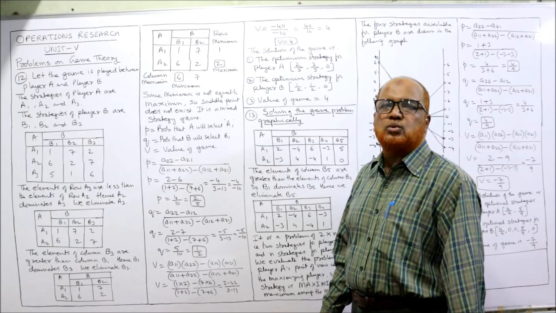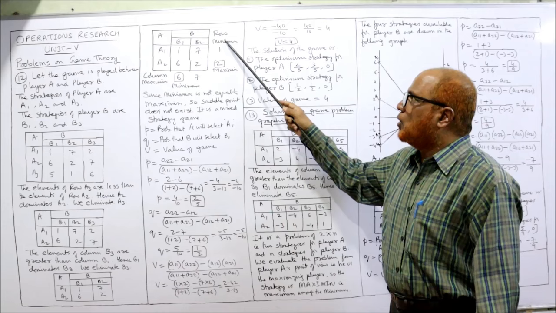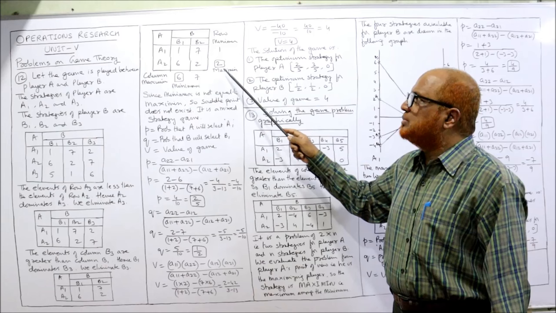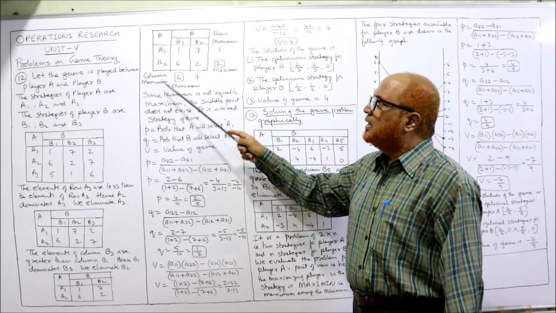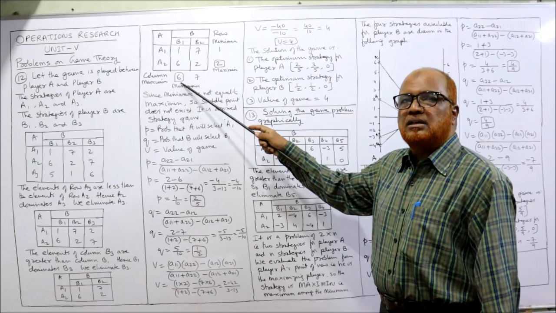Now we find out whether a saddle point exists or not. To find that, we calculate the row minimum and column maximum. Row minimums are 1 and 2. What is the maximum among these minimums? 2. So 2 is called maximin. Column maximum: the first column maximum is 6, the second column maximum is 7. What is the minimum among these maximums? 6. This is called minimax. So minimax is 6, maximin is 2.